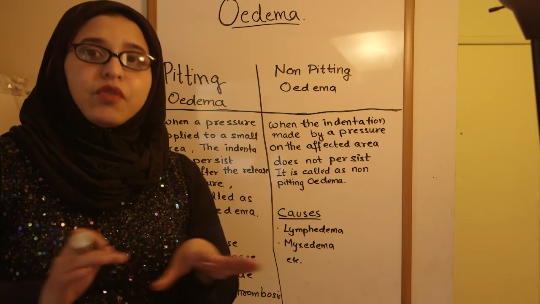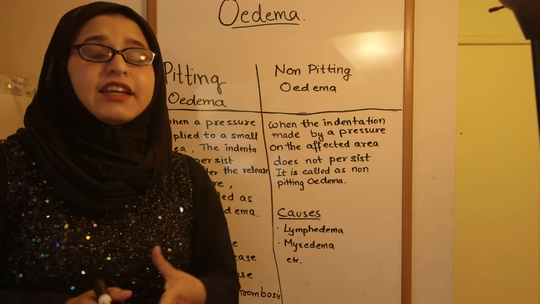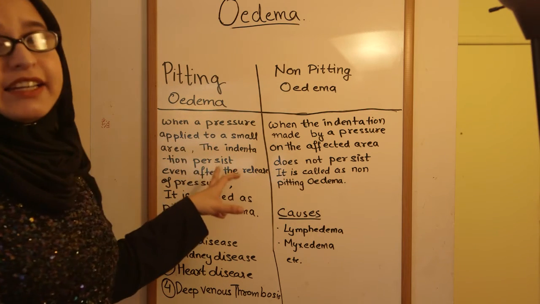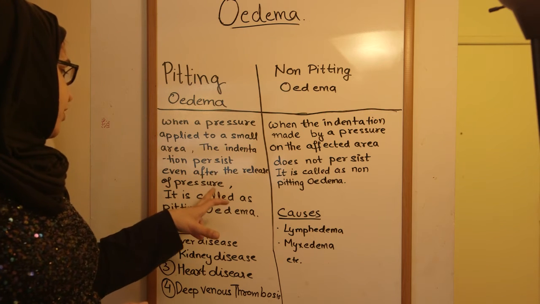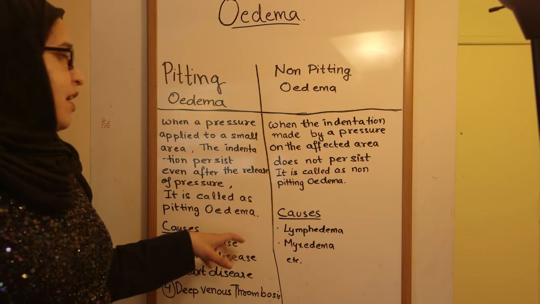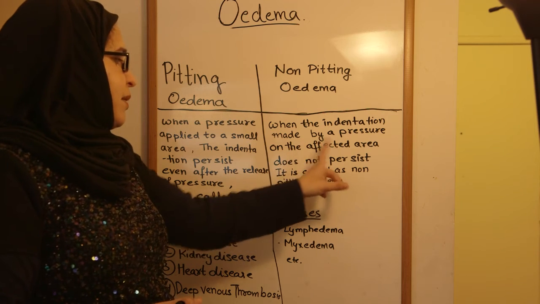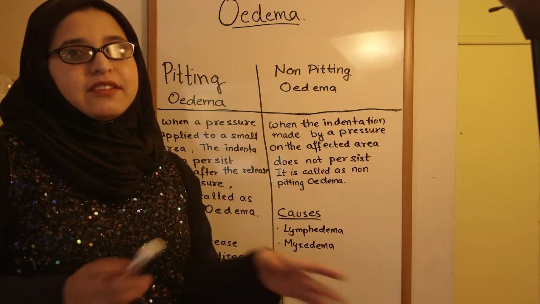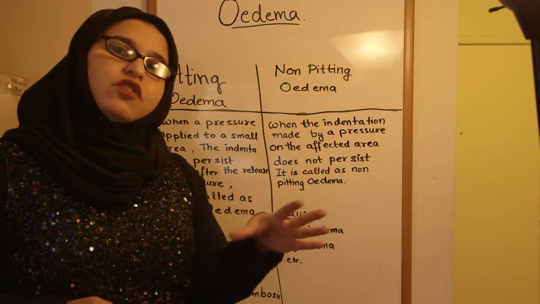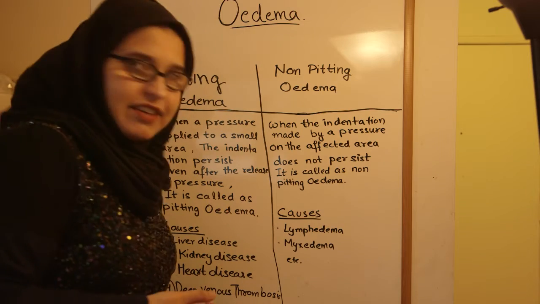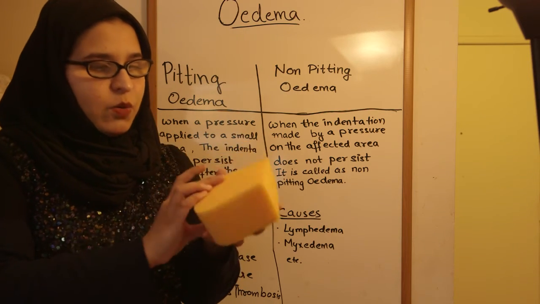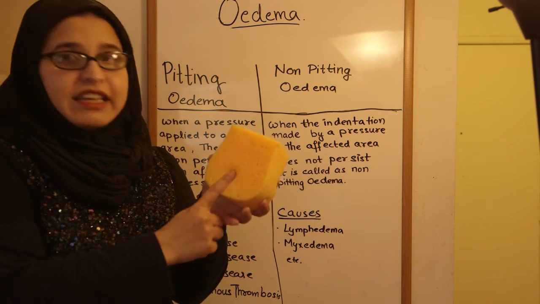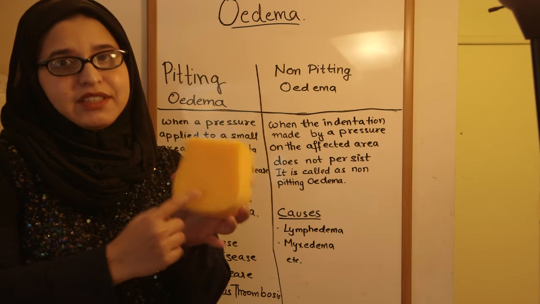And when there is no indentation formed, then it is a non-pitting edema. See here, when a pressure is applied to a small area, the indentation persists even after the removal of the pressure. It is called as pitting edema. And when the indentation made by a pressure on the affected area does not persist, it is called as non-pitting edema. It's so easy. For example, you can see this sponge here. When I'm pressing, the indentation is not made. So we can give an example of non-pitting edema from this.